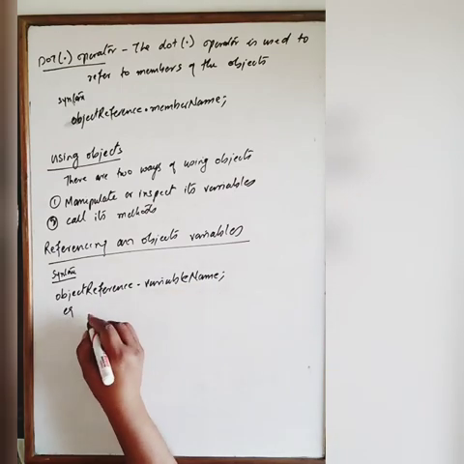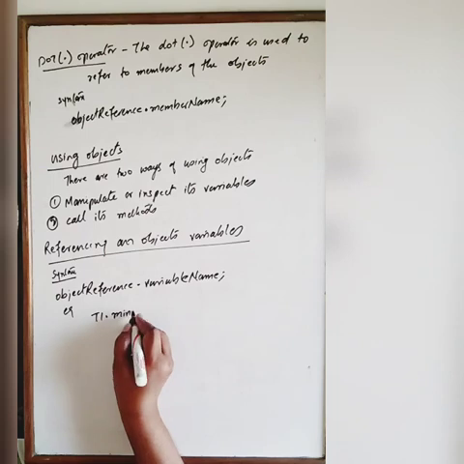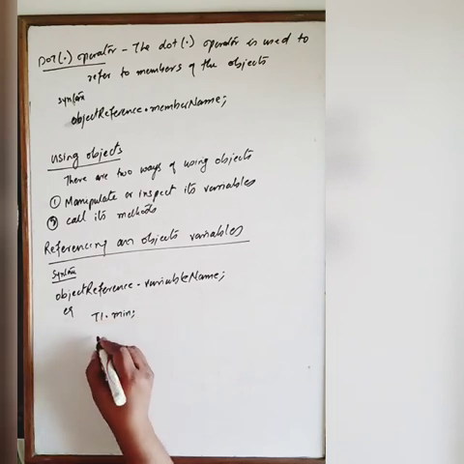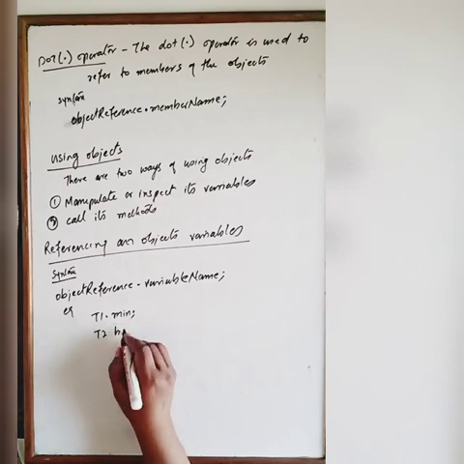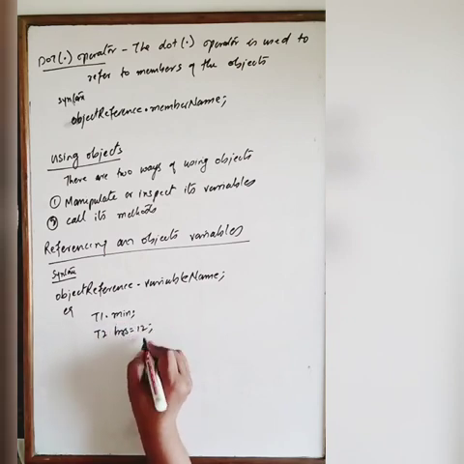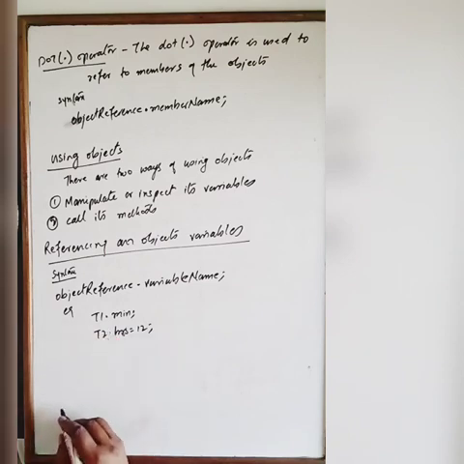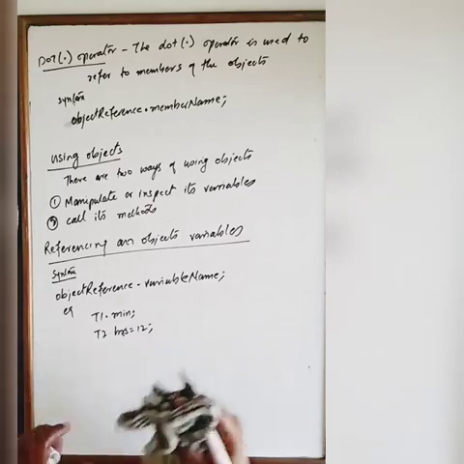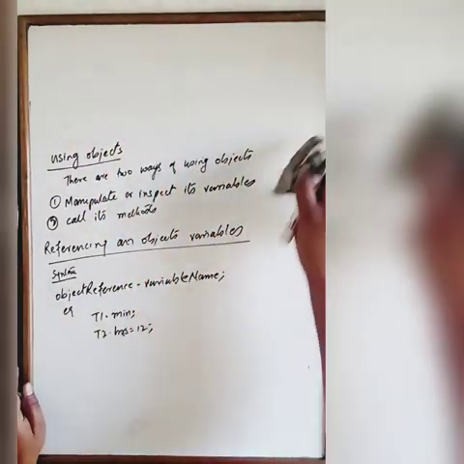For example, t1.min, or you can write t2.hrs equal to 12. You can assign the value to the object. This is an example. Now we have seen how an object's variable can be used.